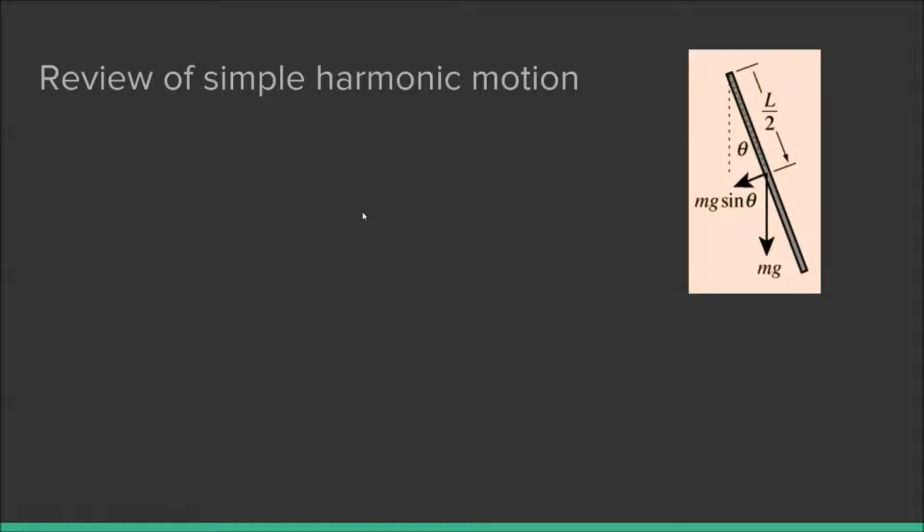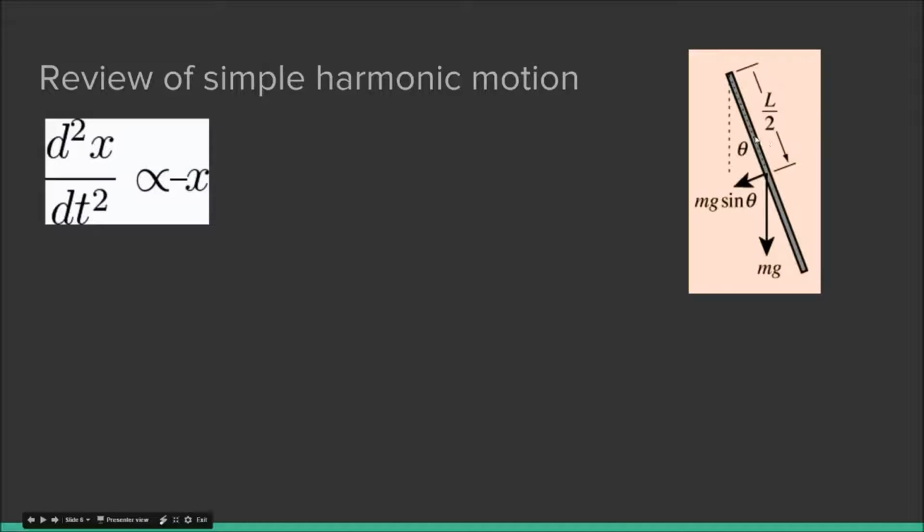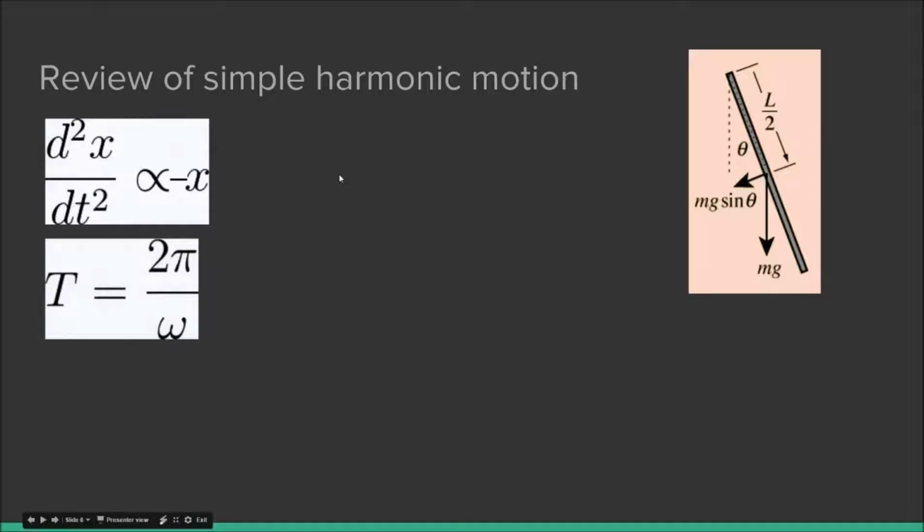Alright, here's a quick review of simple harmonic motion. Looking at this picture is very similar to the problem that we'll be doing, but imagine that this is like a physical pendulum oscillating between two amplitudes. We know that for any simple harmonic oscillator, the second derivative of its position is proportional to the negative of its position. We also know that the period for a simple harmonic oscillator is 2 pi over its rotational velocity, omega.